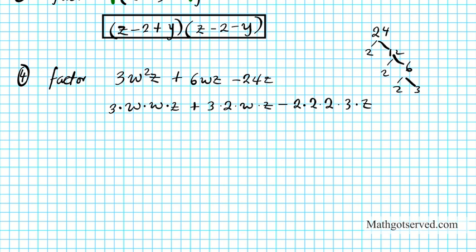Alright, let's examine all three terms and see if we can pull out a common factor. 3 is common to all three of them, and z is also common, so we're going to extract 3z. We're going to have 3z times (w² + 2w − 8). Now let's focus our attention on factoring the trinomial here. Since we have a trinomial, we want to use the X game to make it into 4 terms, so we can factor by grouping.